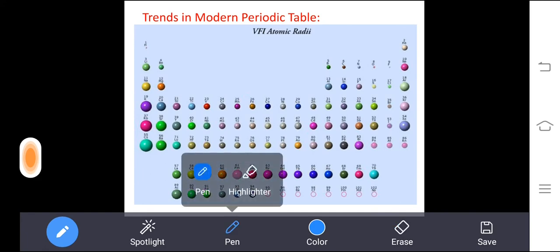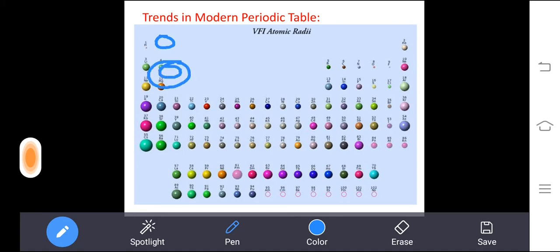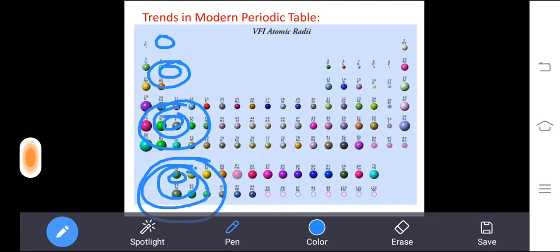What will happen from top to bottom? When you move from top to bottom, the shell size increases. 1 shell, 2 shell, 3 shell, 4 shell. Like this, the number of shells also increases. At the same time, the number of protons also keeps being added. Protons are increasing, but the shells are also increasing.